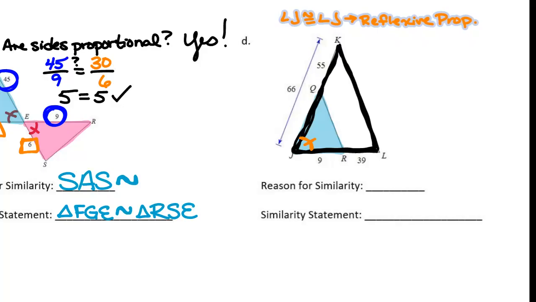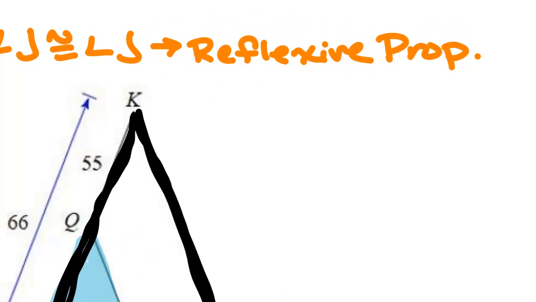I'm going to move that up to the top because I want some room on the bottom. So I have an angle that's congruent. Should I try for side, side, side similarity here? No, what should I try for? Side, angle, side. So now I need to see, are my sides proportional?